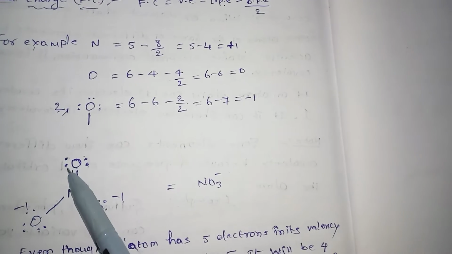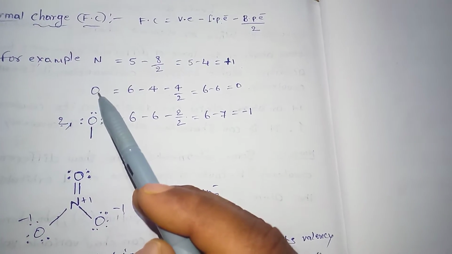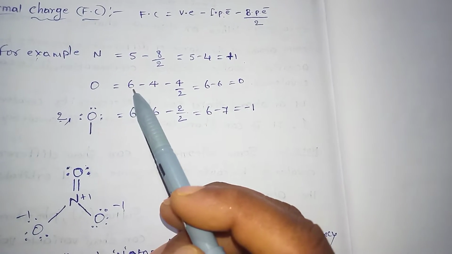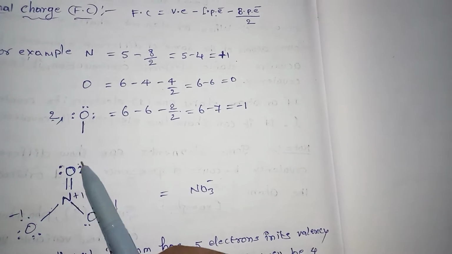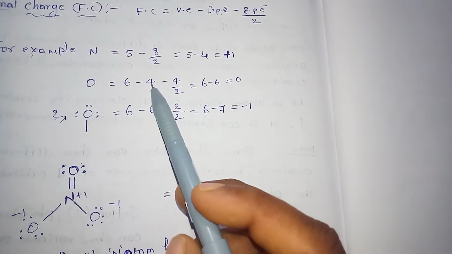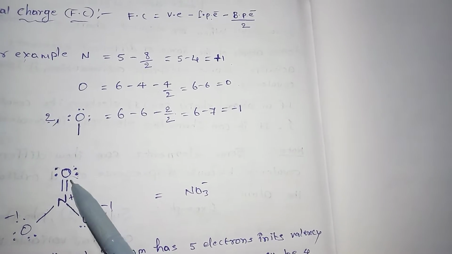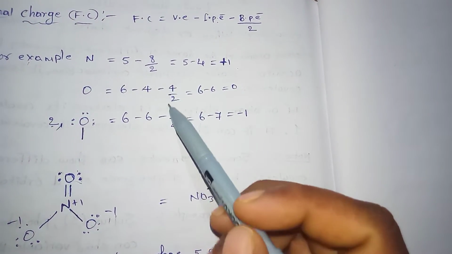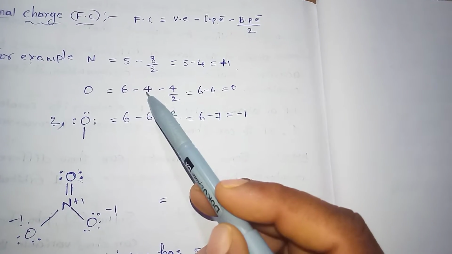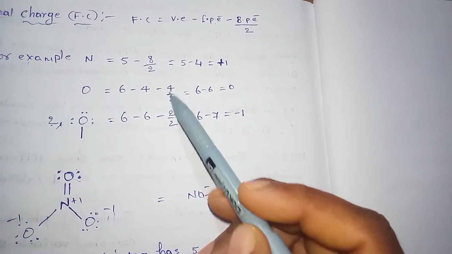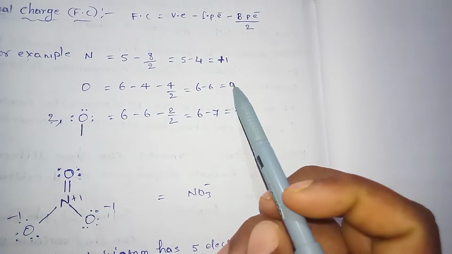Next, calculate the formal charge of this oxygen atom. Generally, we know oxygen has how many valence electrons? 6 valence electrons minus lone pair electrons. See, this oxygen atom has 4 lone pair electrons, that's why we mentioned 4 here. And how many bonds does it have? 2 bonds. 2 bonds means how many electrons? 4 electrons, 4 by 2. That is equal to 6 minus 4, minus 4 divided by 2 means 2. So 6 minus 4 minus 2, that is equal to 0.